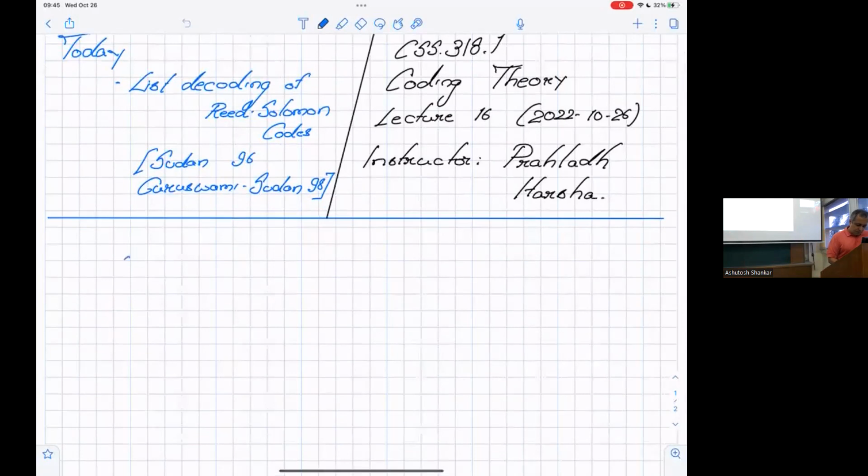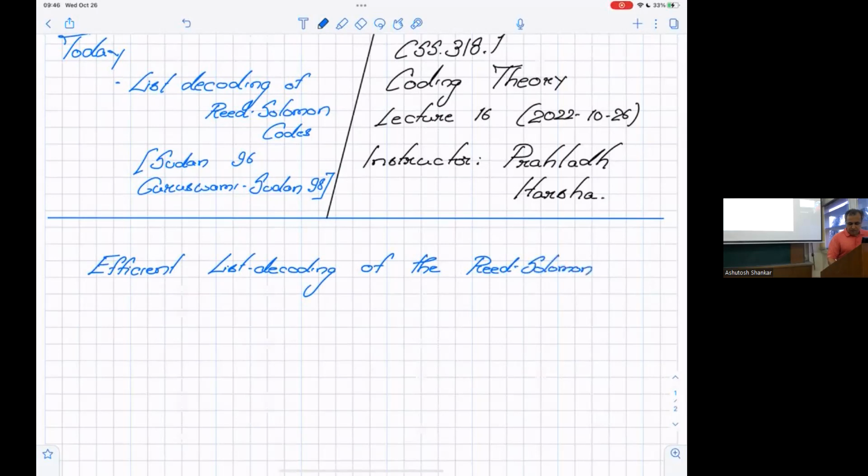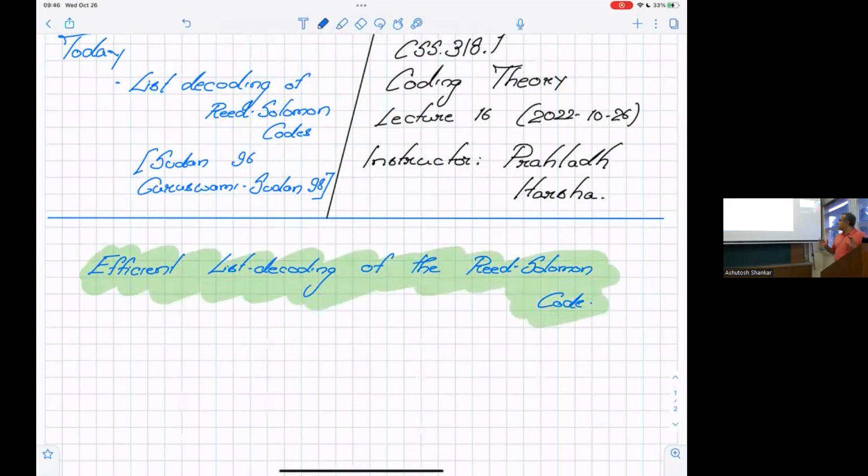Okay. So we're going to look at efficient list decoding of the Reed-Solomon code, probably continuing in the next lecture. So let's state our problem. Let's state exactly what the question is.